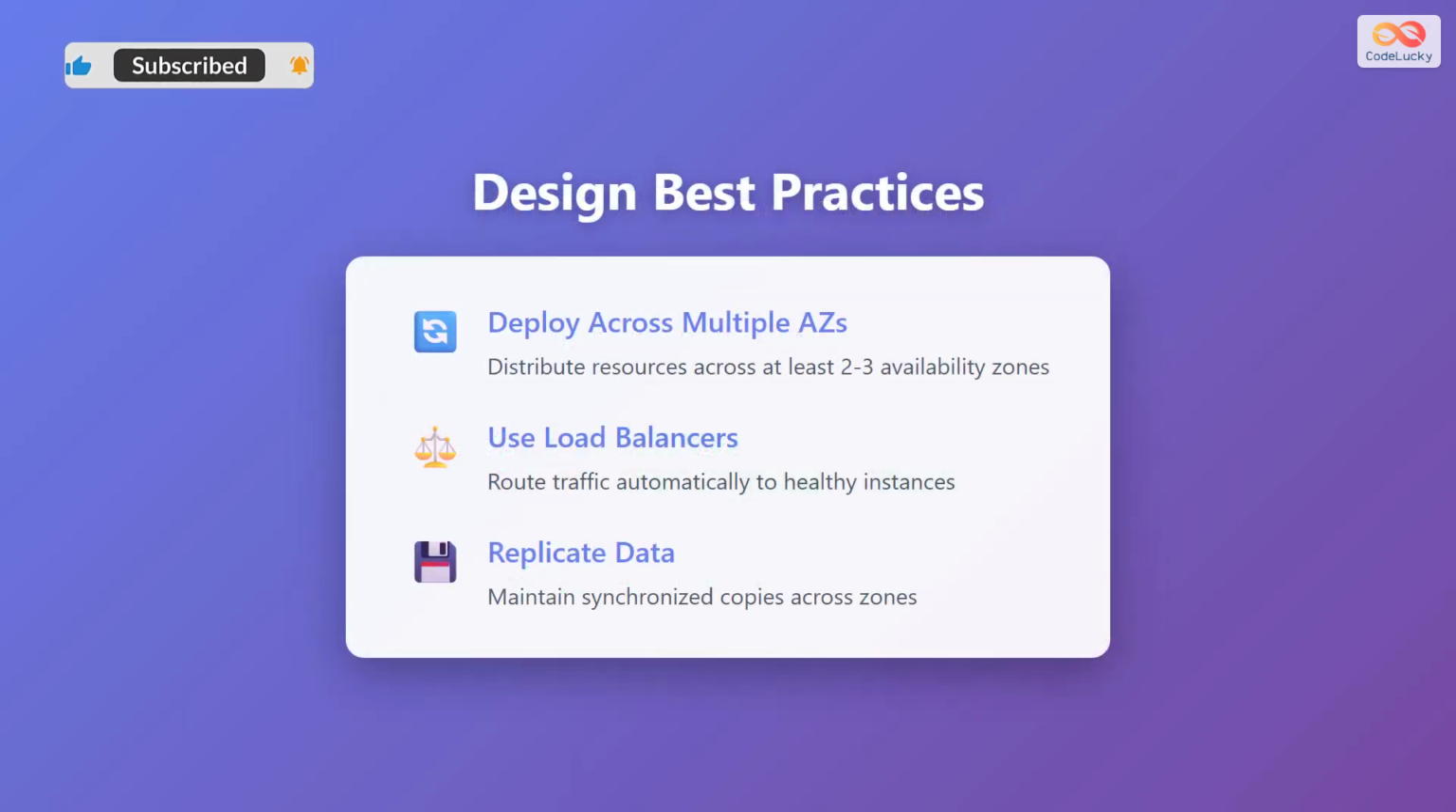Let's discuss three essential best practices for designing with availability zones. First, always deploy your resources across multiple AZs, ideally at least 2 to 3 zones. This ensures redundancy. Second, use load balancers to automatically route traffic to healthy instances across your zones. Load balancers detect when instances fail and redirect traffic accordingly. Third, replicate your data across zones to maintain synchronized copies. This ensures that even if one zone goes down, your data remains accessible and up to date from other zones.